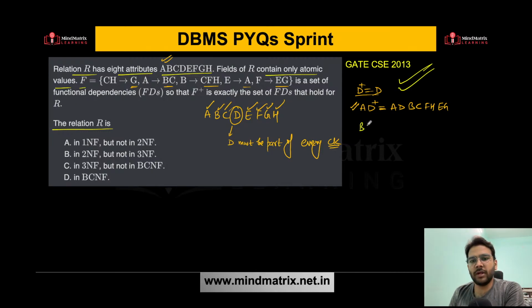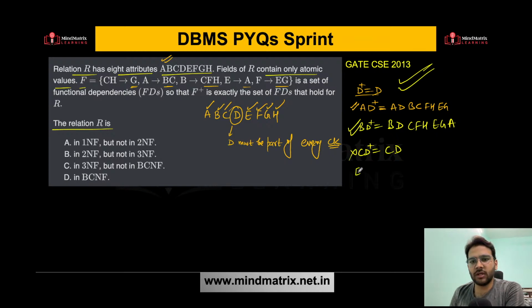Okay. What about BD closure? I'm getting B, I'm getting D. Anything else? Using B, we can get C, F, H. Right? Anything else? Using F, I can get EG. And using E, I can get A also. So this is also my candidate key. What about CD closure? CD. That's it. This is not my candidate key.